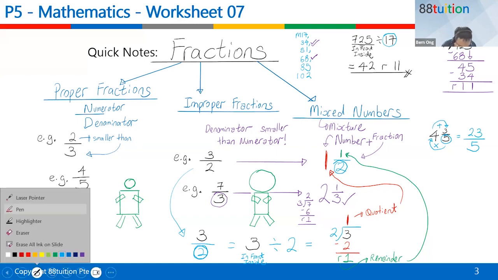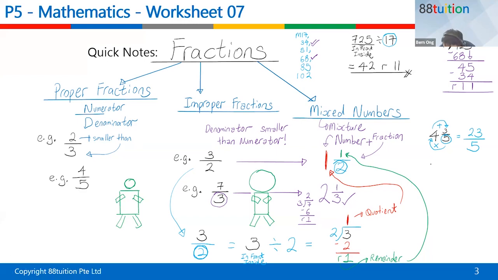Another example, maybe. For example, we have 7 and 2 over 7. Once again, start from the denominator 7. Go in the clockwise direction. 7 times 7 plus 2. 7 times 7 is 49, 49, 50, 51. So it's 51 over 7. Can you see that? That's the way to do it.